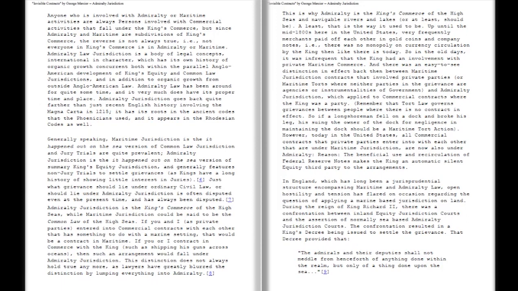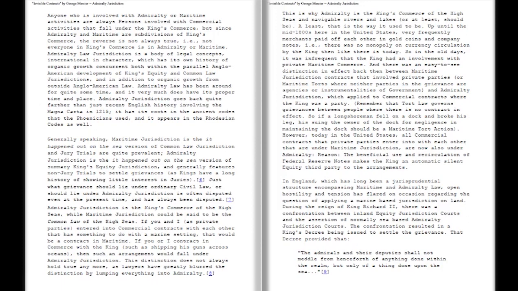Up until the mid-1800s here in the United States, very frequently, merchants paid off each other in gold coins and company notes, i.e., there was no monopoly on currency circulation by the King then like there is today. So in the old days, it was infrequent that the King had an involvement with private maritime commerce, and there was an easy-to-see distinction in effect back then between maritime jurisdiction contracts that involved private parties, or maritime torts where neither parties in the grievance are agencies or instrumentalities of government, and admiralty jurisdiction, which applied to commercial contracts where the King was a party.